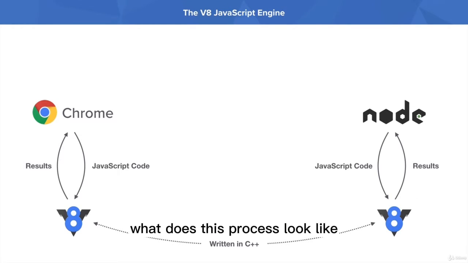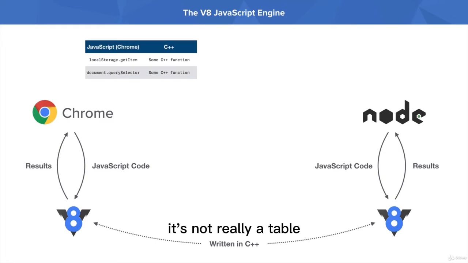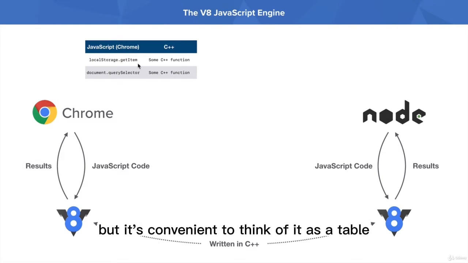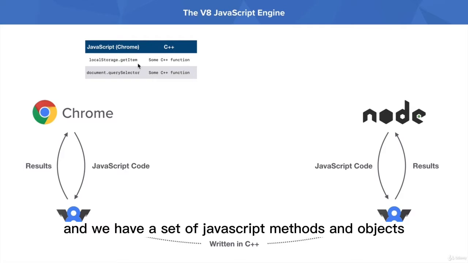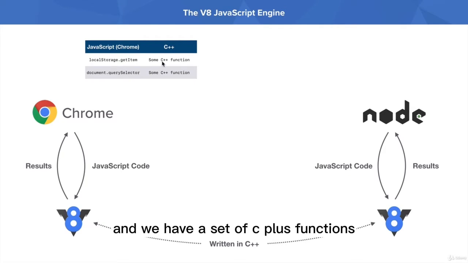What does this process look like? Well, we have a table. It's not really a table, but it's convenient to think of it as a table. And we have a set of JavaScript methods and objects, and we have a set of C++ functions. So on the left, I've picked two very popular JavaScript methods.